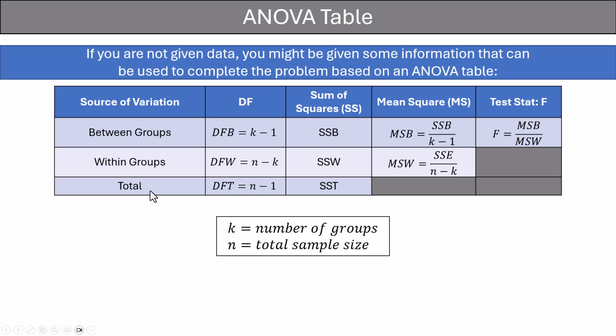Note that you can always find the total row by adding the 2 values that are above them. So if you add these 2 degrees of freedom, you get the degrees of freedom total. If you add these 2 sum of squares, you get the sum of squares total.